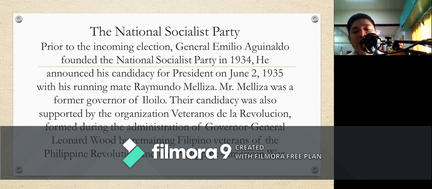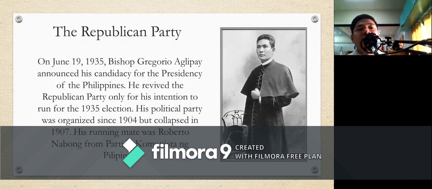The other party during that time is the Republican Party. On June 19, 1935, Bishop Gregorio Aglipay announced his candidacy for the presidency of the Philippines. He revived the Republican Party only for his intention to run in the 1935 election. His political party was organized in 1904 but collapsed in 1907. His running mate during that time was Roberto Nabong from the Partido Komunista ng Pilipinas.